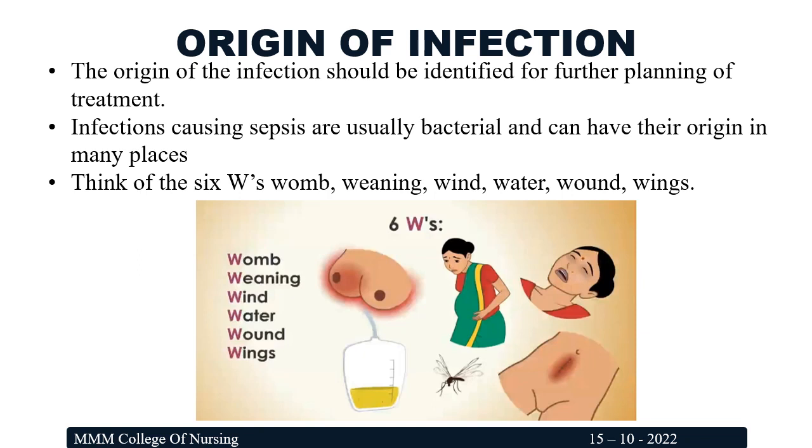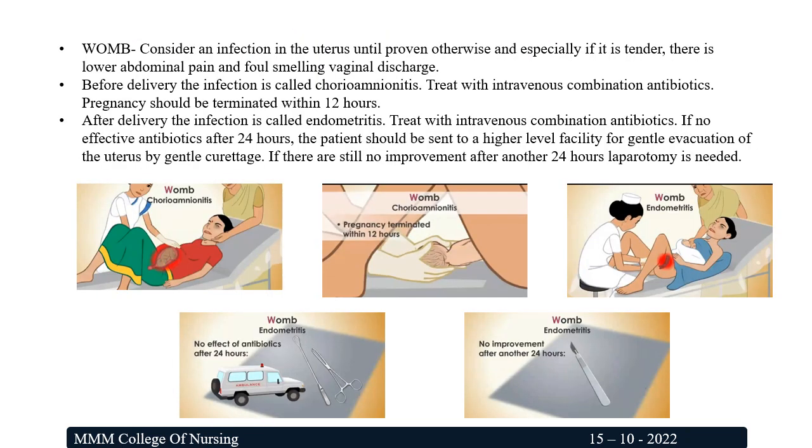Think of 6W. Okay. So for this identification of causative agents, you can think of 6W, that is womb, weaning, wind, water, wound, and wings. Okay, these are the 6Ws. We'll see it one by one.